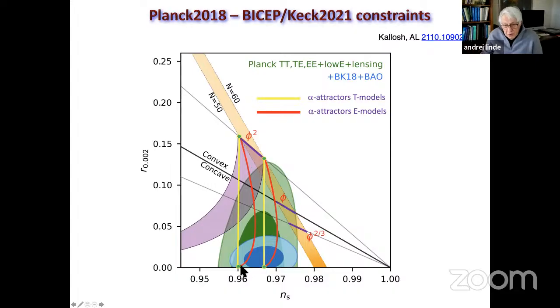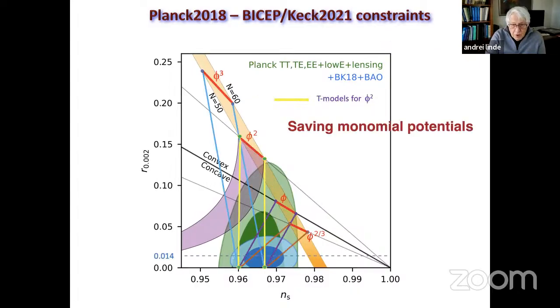But alpha attractors just perfectly come to this interesting blue area, and they're essentially saving monomial potentials. Because if you start with any theory like V of phi equal to, say, phi cubed, then when you introduce this alpha, at small alpha, the predictions of the theory all zoom towards this blue ellipse of BICEP and Planck.